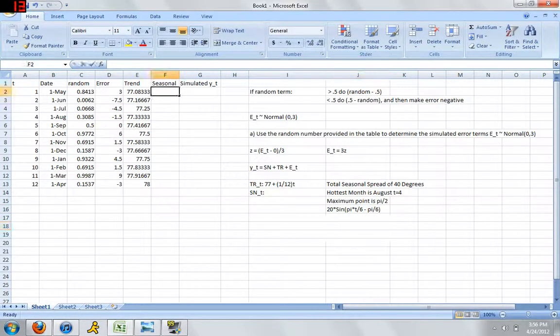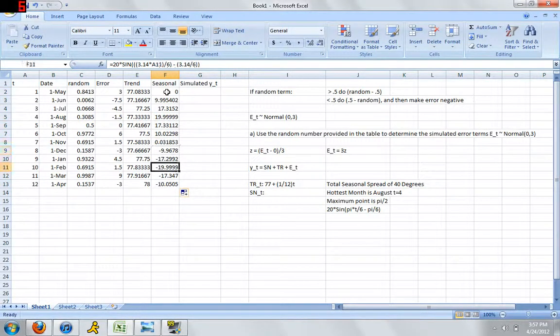So plugging this into Excel, you can do 20 times sine of... Excel doesn't actually recognize pi, at least it doesn't on this computer. So I'm going to use 3.14 as a sort of pseudo pi value. Multiply that by A2, divided by 6, minus... And this gives you the seasonal variation for a specific t. You can expand this out so that you can get the seasonal variation for the rest of these.